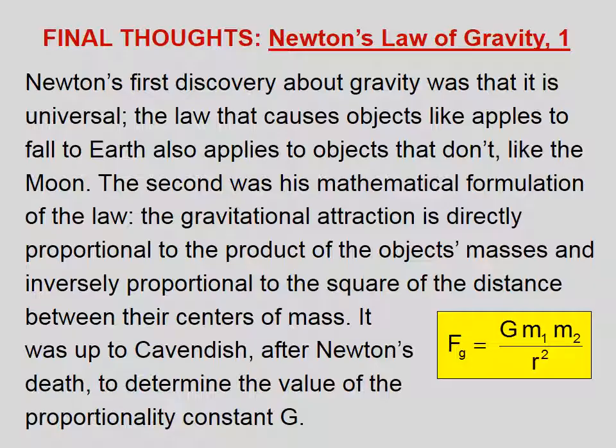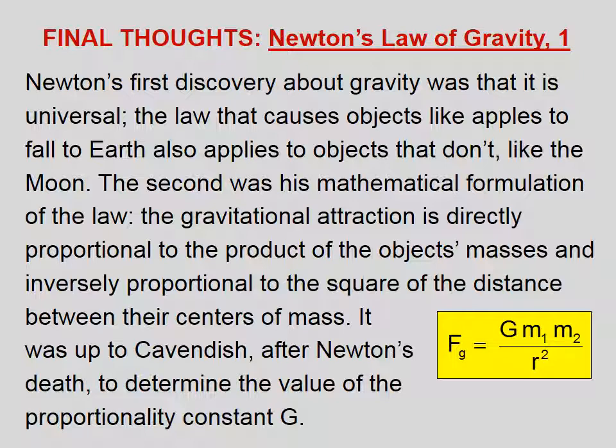Newton's first discovery about gravity was that it is universal. The law that causes objects like apples to fall to Earth also applies to objects that don't, like the moon. The second was his mathematical formulation of the law. The gravitational attraction is directly proportional to the product of the objects' masses and inversely proportional to the square of the distance between their centers of mass.